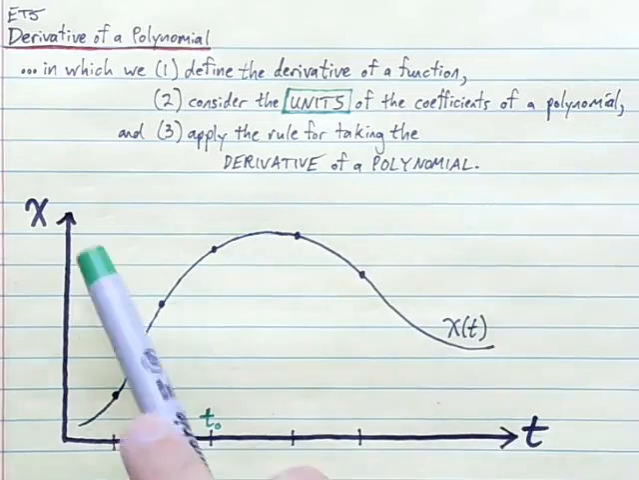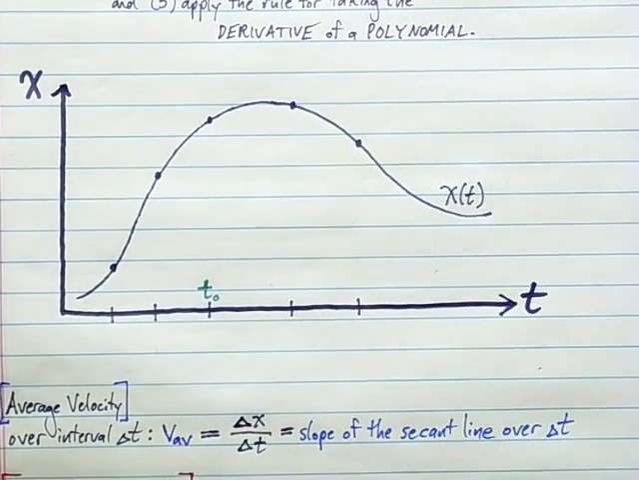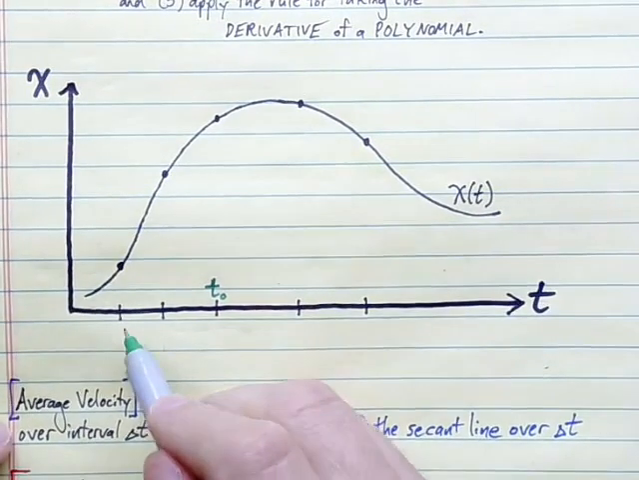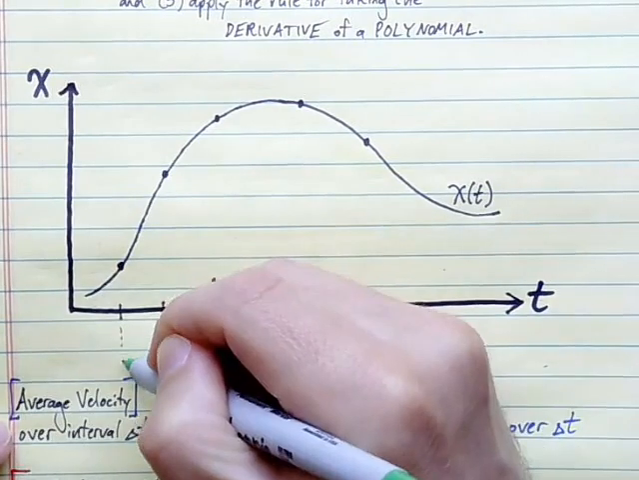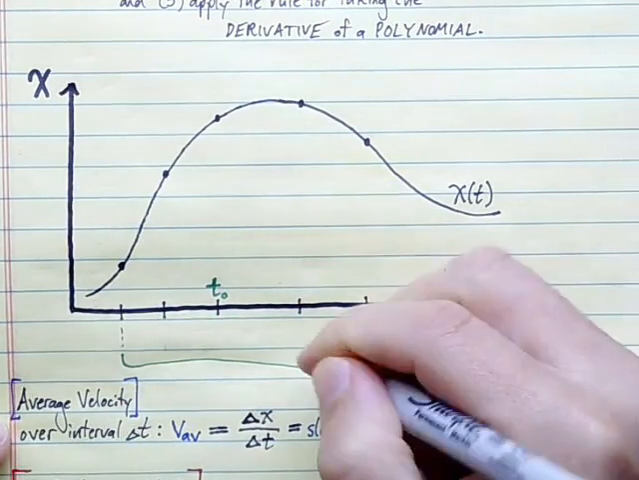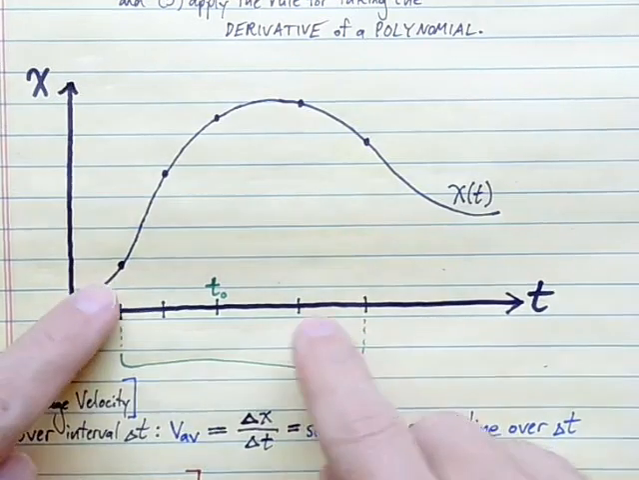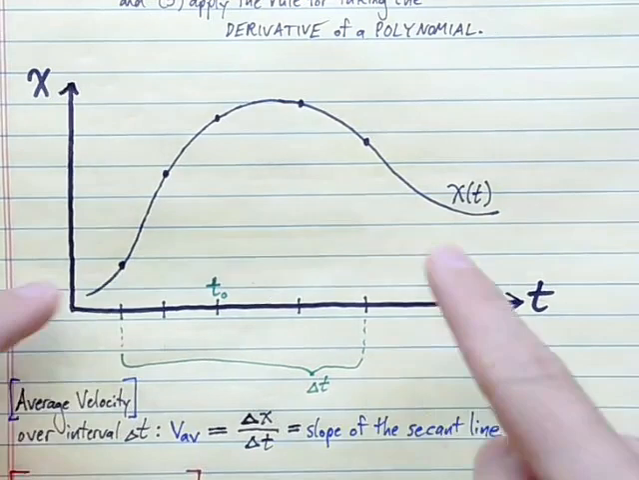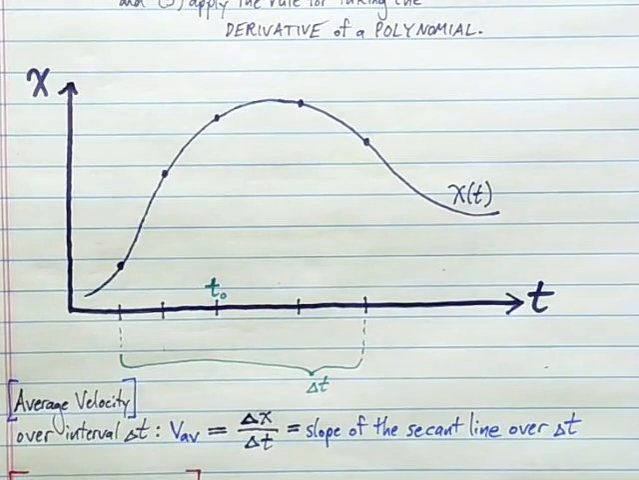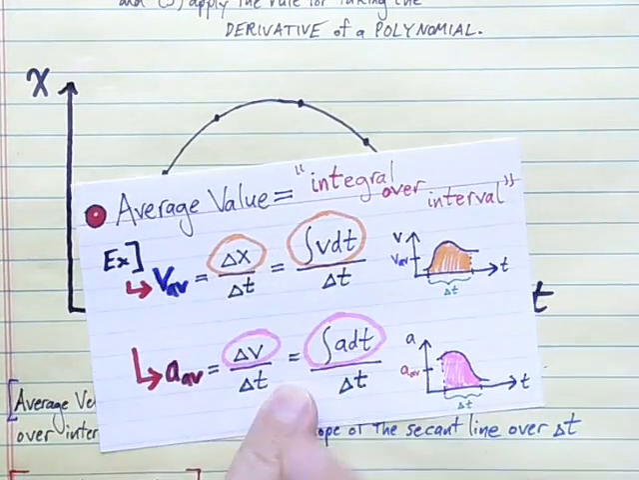So suppose we have some position versus time function here, and I would like to find the average velocity over some time interval delta t. So let's say starting from here to there. Let's note this time interval, call that delta t right there. The average velocity of our object during this time can be found from this definition here. Average velocity is delta x over delta t. That's our definition from earlier.